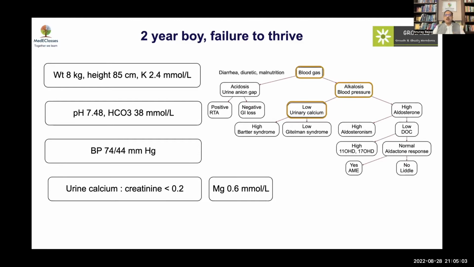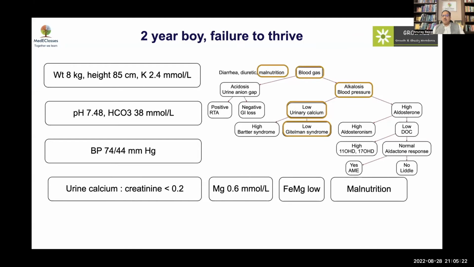The most common diagnosis people make is that of Gitelman syndrome. But the challenge in the evaluation of hypokalemia is not to rush towards unusual causes, because common causes are more important. So what we should consider here was to look at malnutrition. When we looked at the fractional excretion of magnesium, which was low, it suggested that this was primarily a cause of malnutrition causing hypokalemia rather than a tubulopathy.